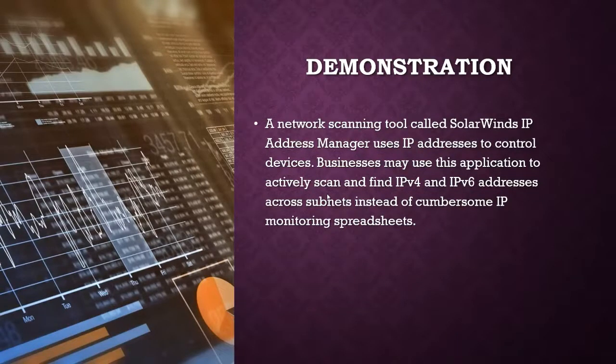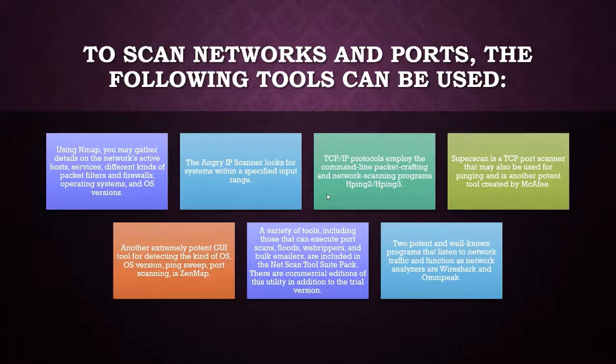A network scanning tool called SolarWinds IP Address Manager uses IP addresses to control devices. Businesses may use this application to actively scan and find IPv4 and IPv6 addresses across subnets instead of cumbersome IP monitoring spreadsheets. Scan networks and ports. The following tools can be used. Using Nmap may gather details on the network active hosts, services, different kinds of packet filters, firewalls, operating systems, and OS versions. The Angry IP Scanner looks for systems within a specified input range.